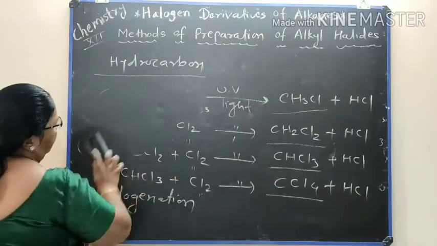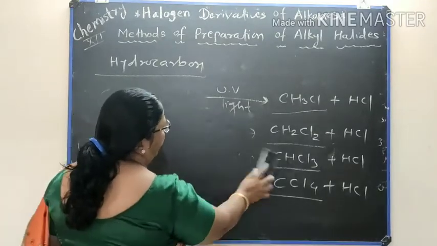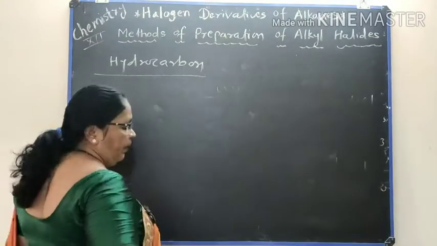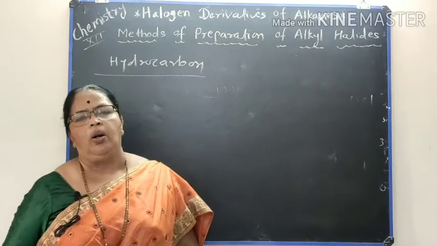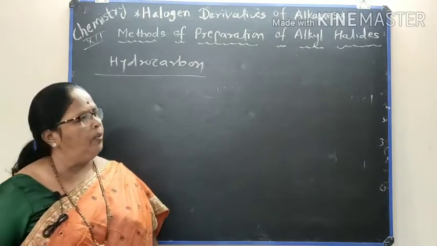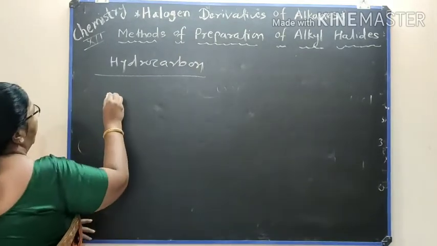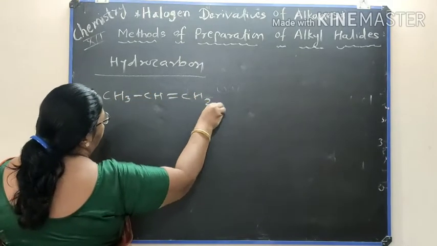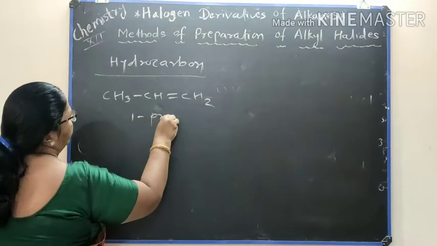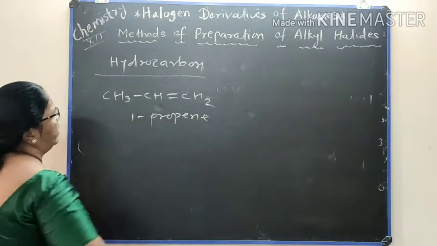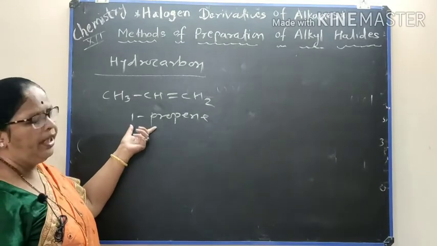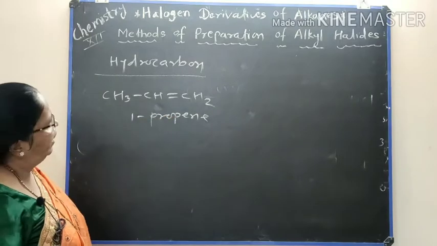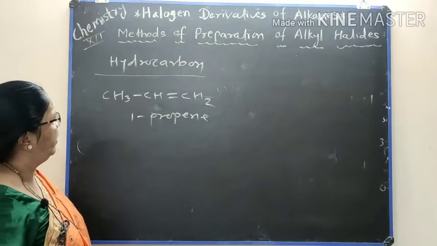Next one, here unsaturated hydrocarbons such as alkene. From alkene we will also produce or obtain alkyl halide. Suppose here propylene or CH3 CH double bond CH2, that is called as 1-propene. This is considered as an unsymmetrical alkene. Alkene is considered because here double bond is present, that is sp2 hybridization.